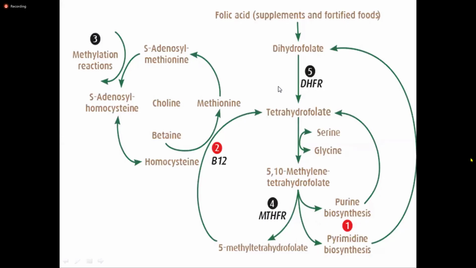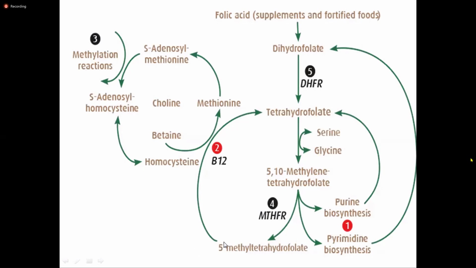Okay, so this is again the same picture. I will explain it again so that you may remember completely. Folic acid is converted to tetrahydrofolate, and this tetrahydrofolate is converted to tetrahydrofolate with one carbon compound, and this is used for purine biosynthesis, and also for pyrimidine biosynthesis. And this tetrahydrofolate is converted to 5-methyl tetrahydrofolate.